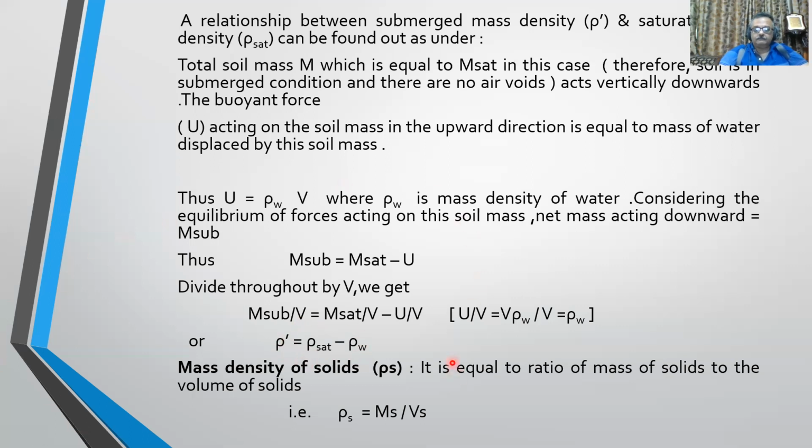Now, mass density of solids is equal to the ratio of mass of solids to the total volume of solids. So in this case, you take only the mass of solids and the volume of solids only.